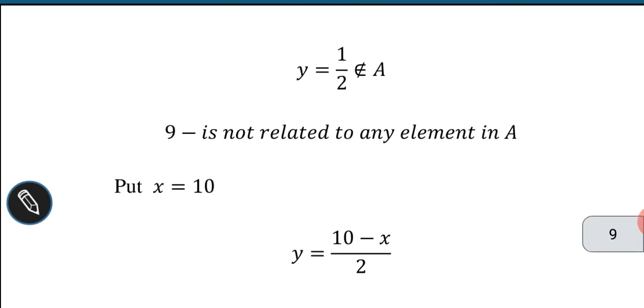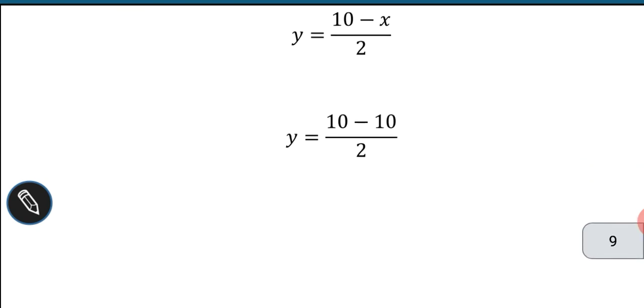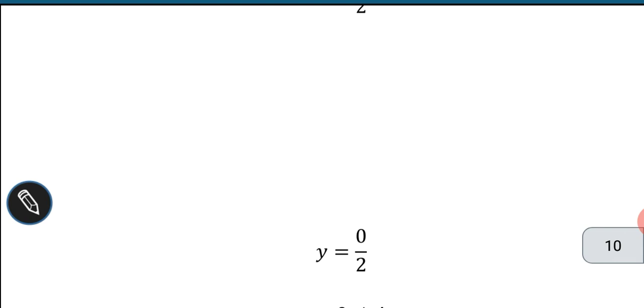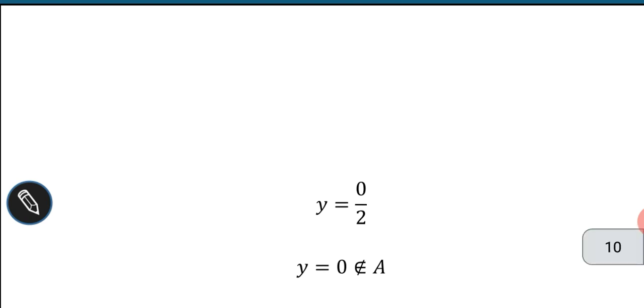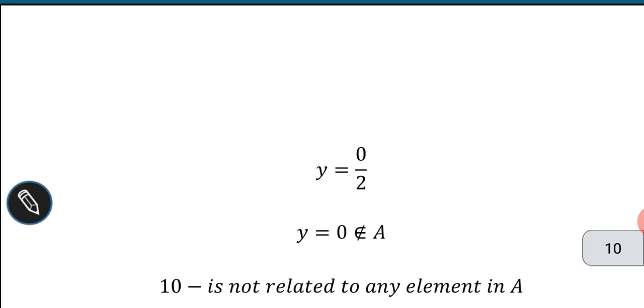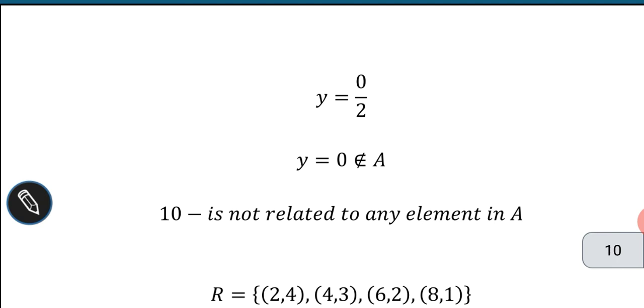Okay, put x equal to 10. So y is equal to 10 minus 10 divided by 2. 10 minus 10 is 0. Okay, so 0 divided by 2, so y is equal to 0. But y is equal to 0 is not an element of A because A starts from 1 to 10. Okay, so 0 does not exist in capital A. So y equal to 0 does not belong to capital A. So 10 is not related to any element.